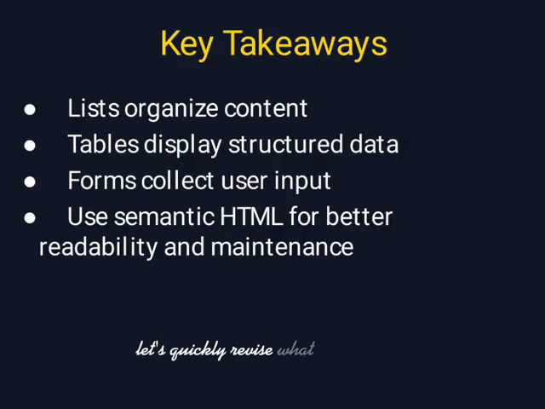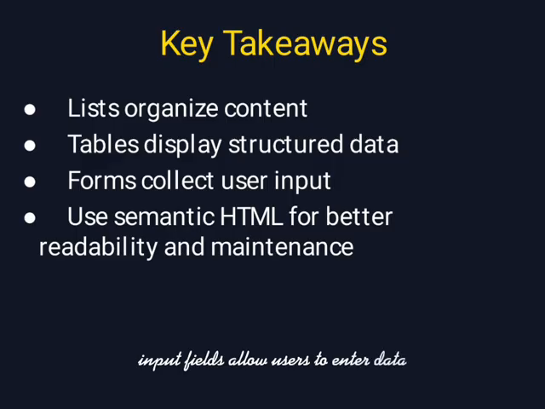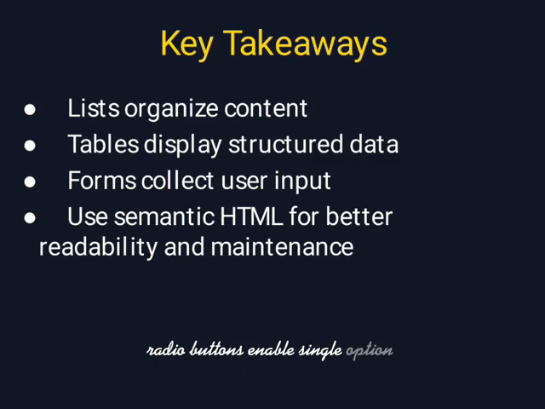Let's quickly revise what we learned today. Lists help organize content. Unordered lists use bullet points. Ordered lists use numbering or alphabetical ordering. Tables help display structured data in rows and columns. Forms collect information from users. Input fields allow users to enter data. Labels improve usability. Radio buttons enable single option selection.